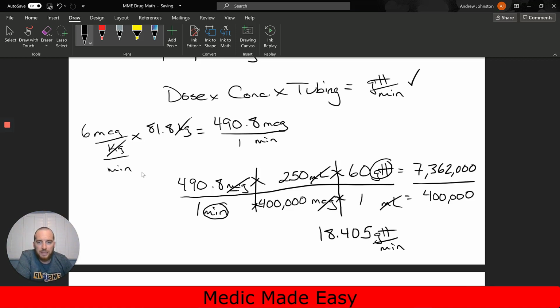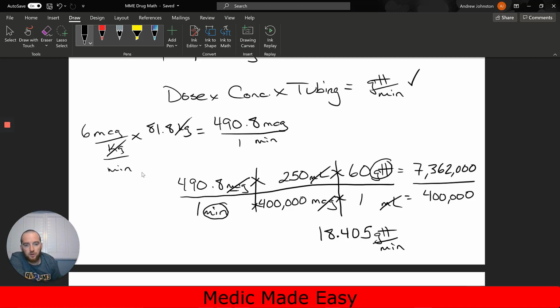But this is the time that you do your rounding, right? Because we get it all the way down to this, which is saying how many drops through that little drip chamber of our IV tubing are we actually counting? And so 18.405 drops per minute. I don't know about you, but I can't count 0.405, less than a half of a drop moving through there in a minute. All we can do is say there was a whole drop or there wasn't a drop. So we have to round this off to just a whole number.